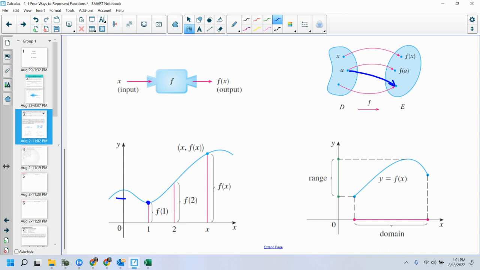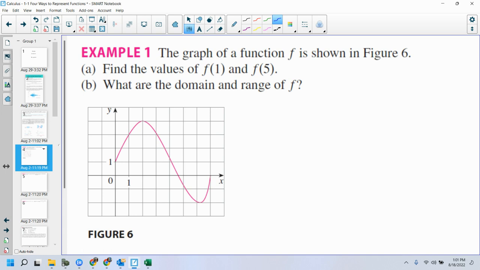So let's practice a little bit. We've been doing this since Algebra 1. The graph of function f is shown. Find the values of f of 1 and f of 5, and then we're going to talk about the domain and range of f.